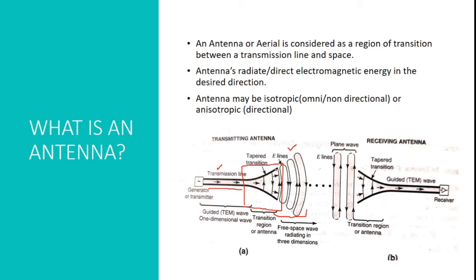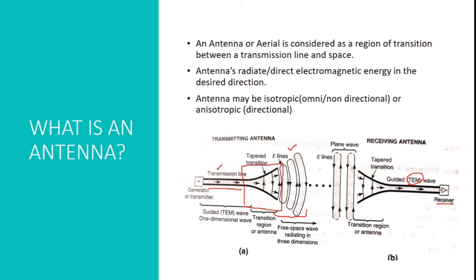So one of the definitions that holds true for an antenna is that it is a region of transition between a guided form, which is the transmission line, and the free space propagation, which is unguided in nature. Similarly, at the receiver side, it has to convert back the plane waves, the E lines or the electric field lines, from free space back to the transmission line. The transmission line, as we saw in our previous semester subject, is capable of guiding TEM waves. So it has to convert the E lines back into the waveforms supported by the transmission line, and it has to reach the receiver.